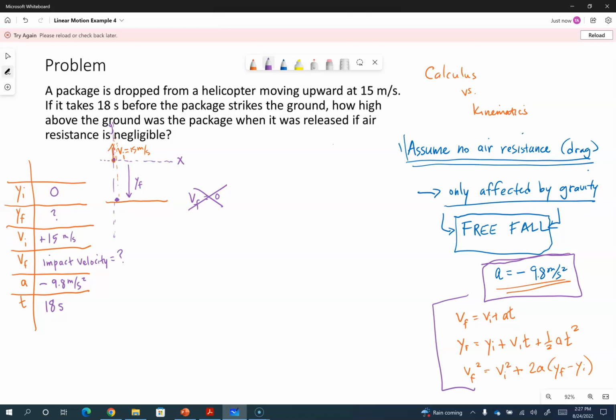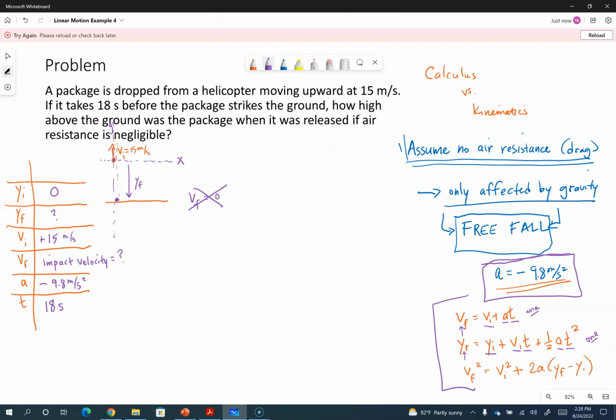Though we could find v final first, theoretically. So our top equation, we do not know v final. We do know v initial. We do know acceleration. We do know time. There's one unknown. We could totally find v final here. Technically, we don't need to. Because if we look at the middle equation, we don't know y final. That's what we want to find. Y initial we know, based off of the coordinate system we chose. We know v initial, acceleration, and time. So there's only one unknown here as well. So we're going to use that.